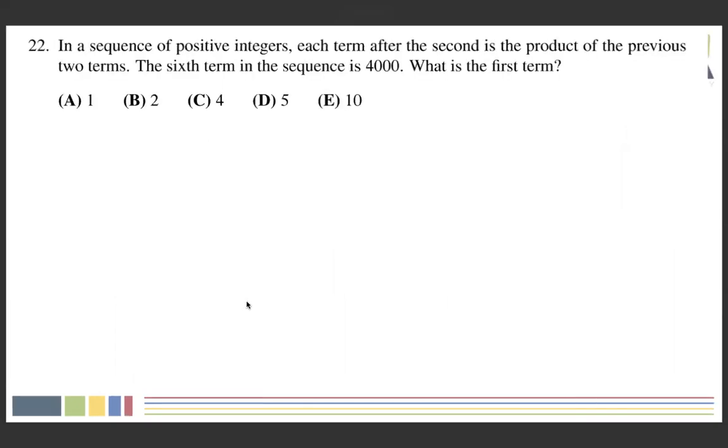Okay, this is the 2023 AMC 8, problem number 22. In the sequence of positive integers, each term after the second is the product of the previous 2 terms. The 6th term in the sequence is 4,000. What is the first term?